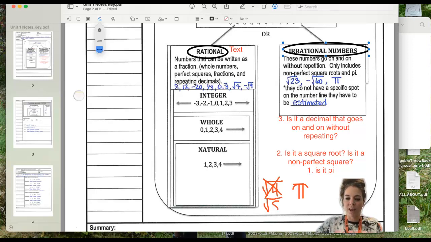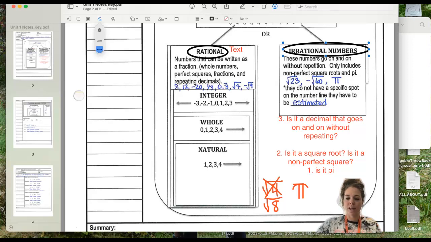Let's say the square root of 8. I'm going to say, okay, it has a square root sign on it. Is this a perfect square or a non-perfect square? Since it's a non-perfect square, it would be irrational. All right? So, first question, is it pi? If it's pi, yes, it's irrational.